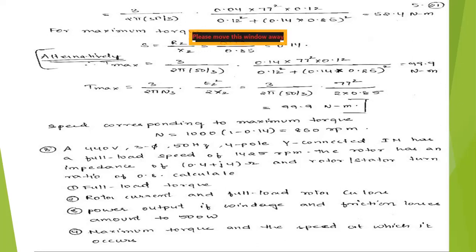plus j4 ohms. We have to find out the full load torque, rotor current and full load rotor copper loss, power output if windage and friction losses amount to 500 watts. And we have to find out the rotor current and full load rotor copper loss. And second bit, third bit, rotor power output if windage and friction losses are given, and maximum torque and speed at which it occurs.